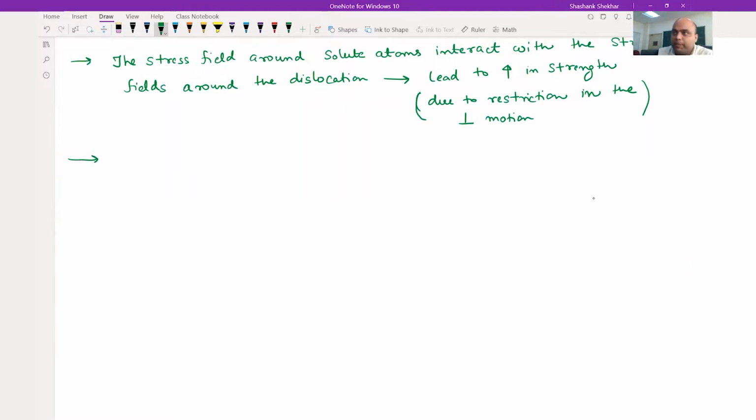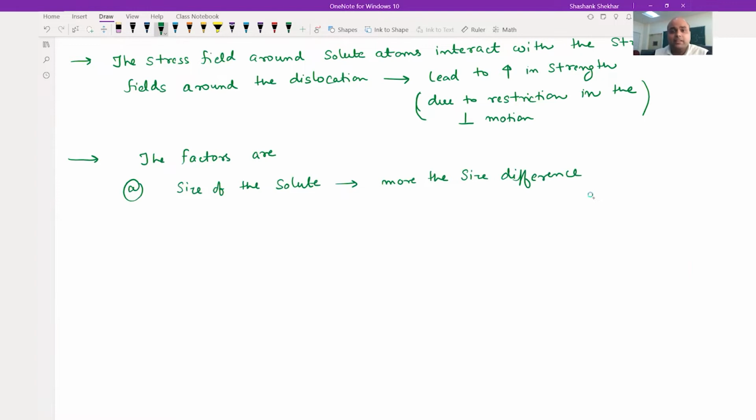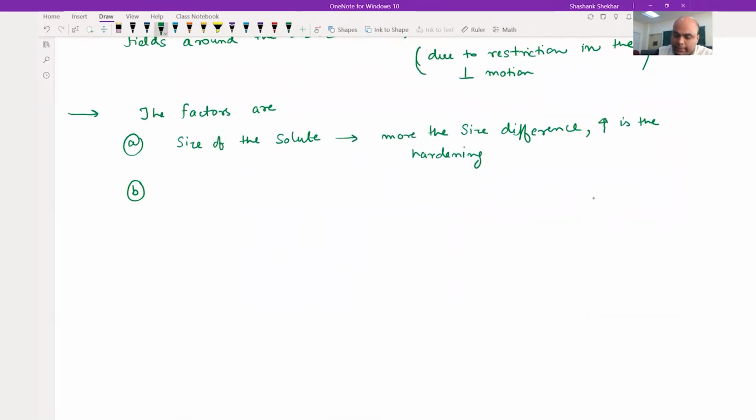Now the next is, there are a few factors which will play a role here. The factors are, number one, the size of the solute atoms. So the higher the size difference between the solute atoms and the solvent atoms, the more strengthening you are going to see. More the size difference, higher is the hardening or strengthening. That is point number one. Now the second factor is the elastic modulus of the solute.